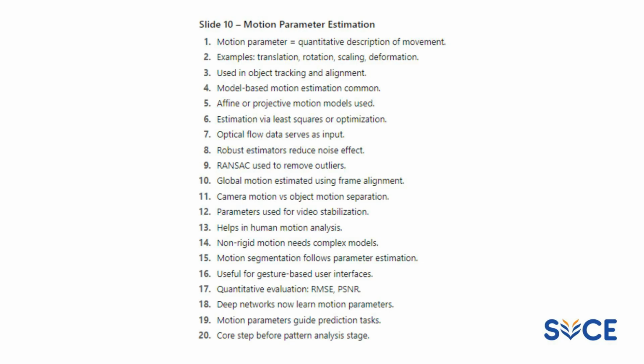So basically, to give an overview of motion parameter estimation, it involves determining quantitative measures of motion from image sequences or videos such as velocity, acceleration, trajectory and rotation of moving objects. So this allows machines to understand not just that something is moving but how it is moving in a scene.